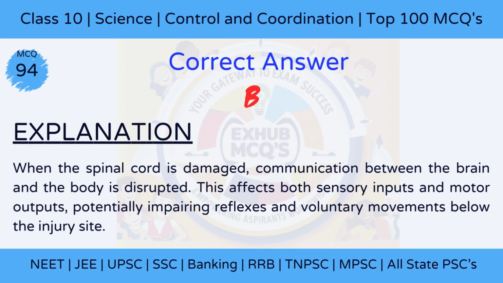The correct answer is option B, signals to and from the brain are disrupted. Explanation: when the spinal cord is damaged, communication between the brain and the body is disrupted. This affects both sensory inputs and motor outputs, potentially impairing reflexes and voluntary movements below the injury site.